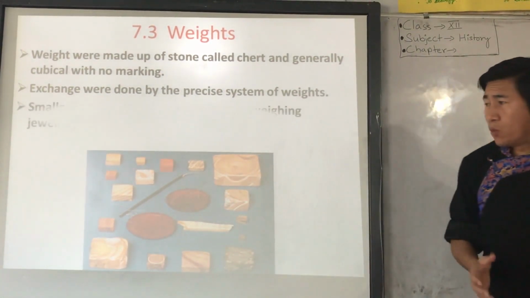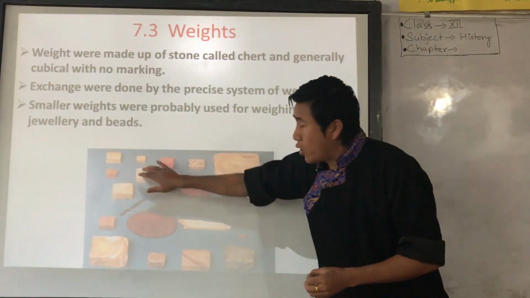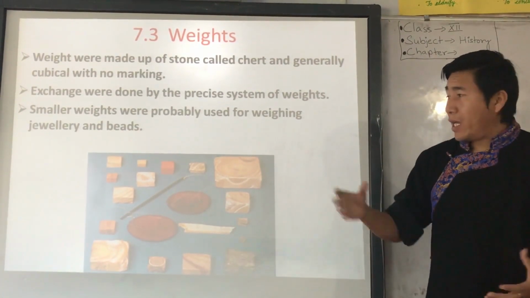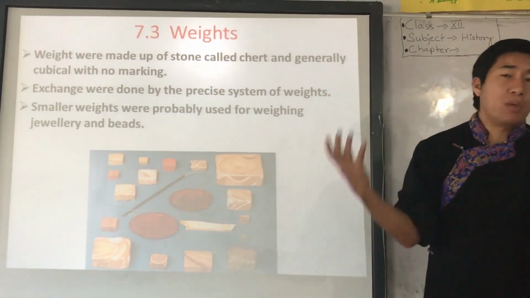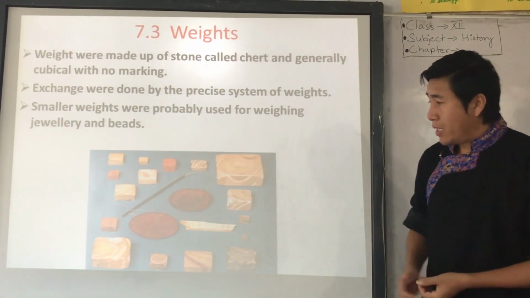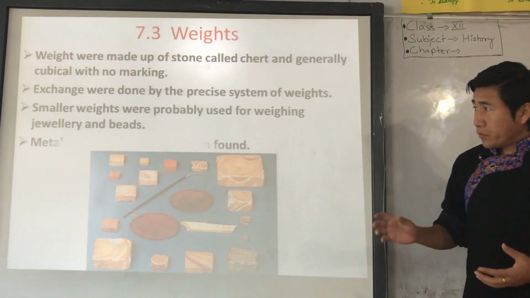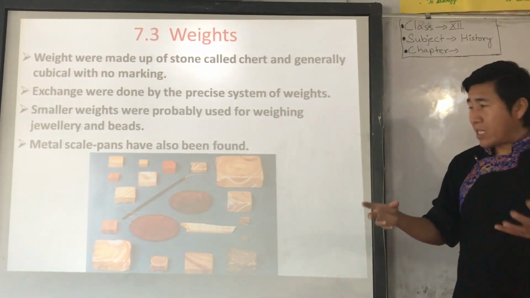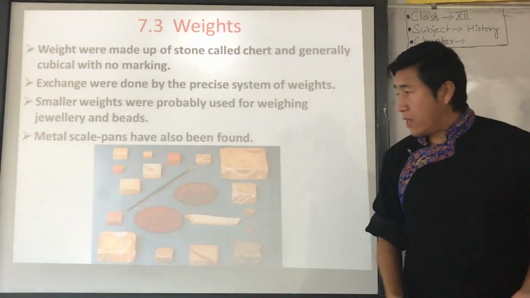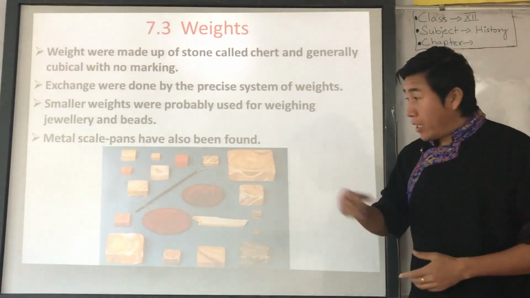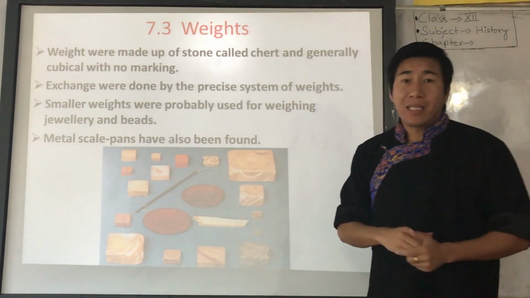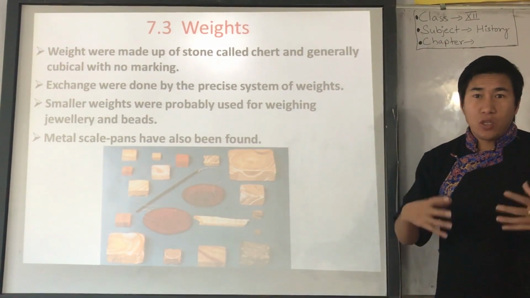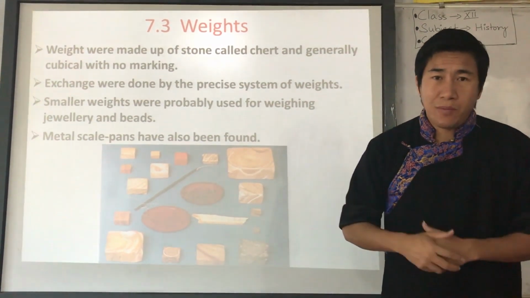Then most of these small weights were used with balance scales for jewelry and beads. Bigger weights were used for bigger products, maybe. And a metal scale pan has also been found, as I told you before. Archaeology found weights, and along with them they also found a balance scale. So they are pretty sure these people were really advanced. They used a weight system during that time.